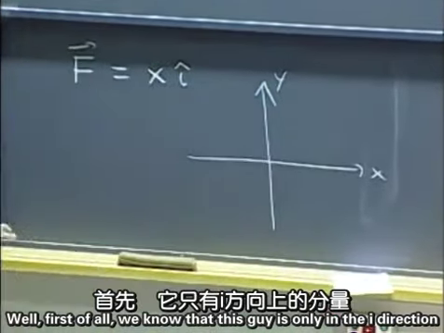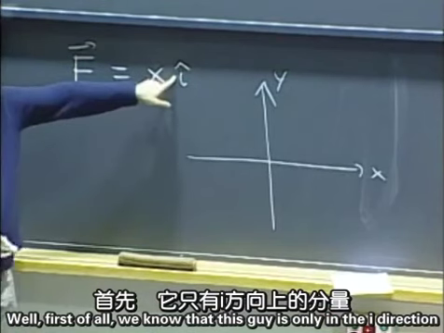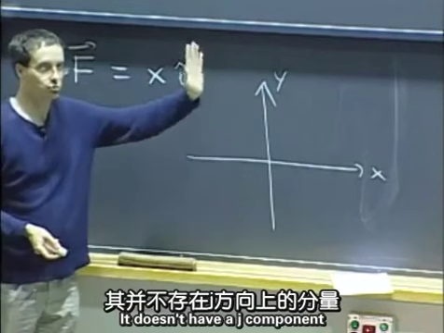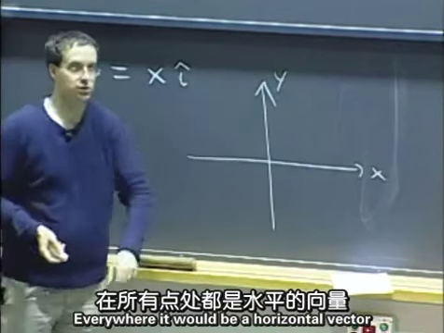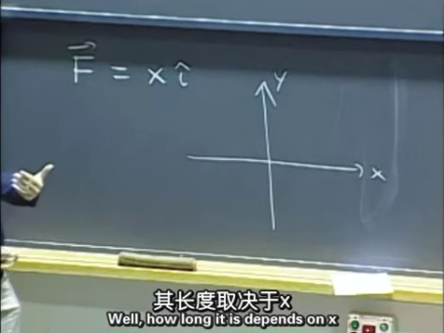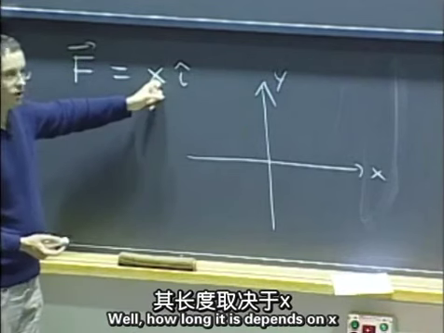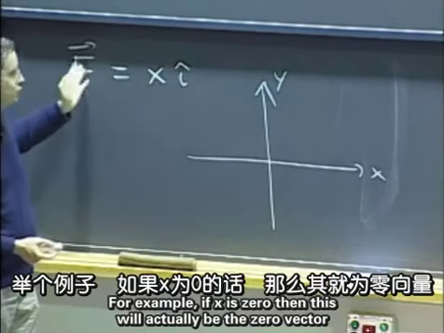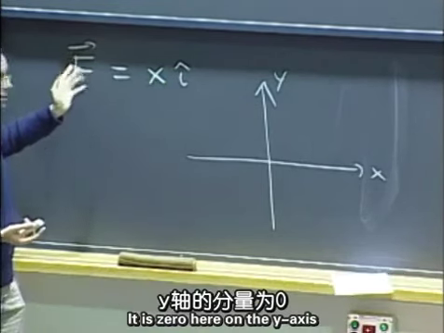First of all, we know that this is only in the i direction, so it's always horizontal. It doesn't have a j component, so everywhere it would be a horizontal vector. Now the question is, how long is it? Well, how long it is depends on x. For example, if x is 0, then this will actually be the 0 vector.